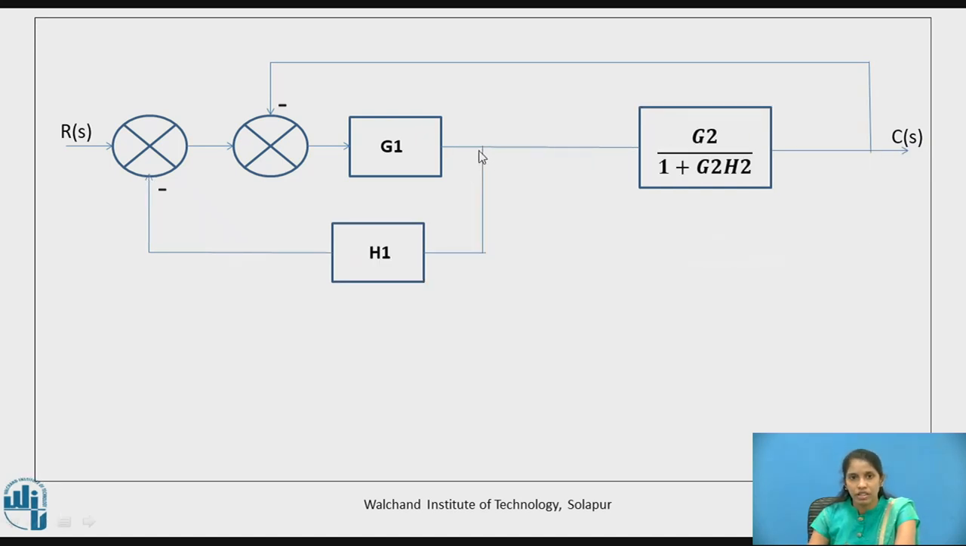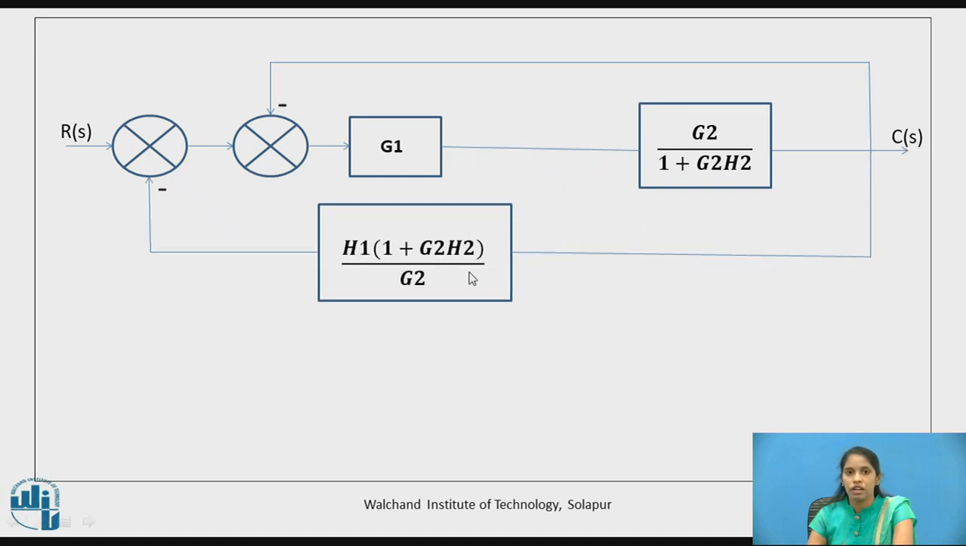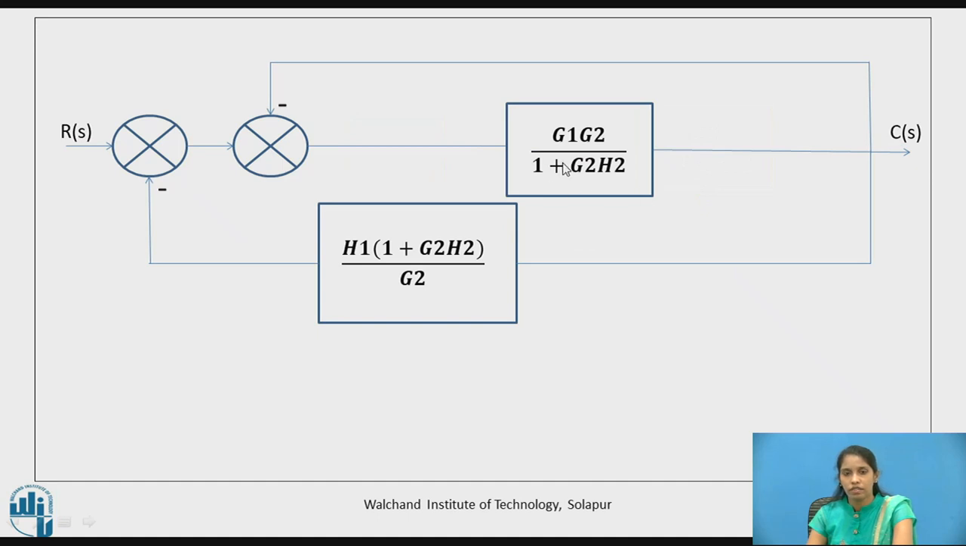That's why it is required to shift the takeoff point. That's why we have shifted this takeoff point after this block. As we have shifted, we are adding one more block with a reverse gain. And then we observe that these two are connected in series, so they are multiplied. And then after this multiplication, you observe that this is a unity feedback, so that's why 1 plus G1 G2 upon 1 plus G2 H2, they are added.